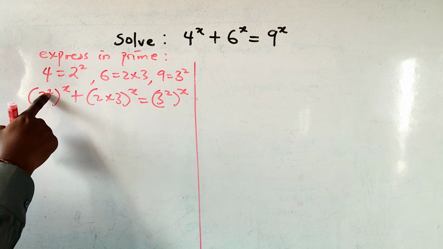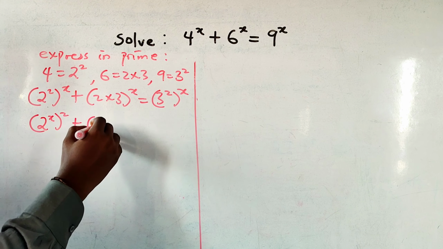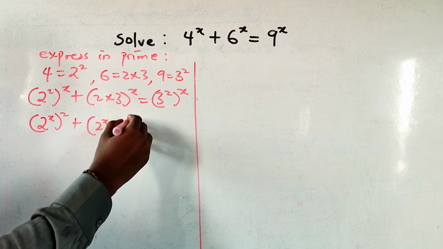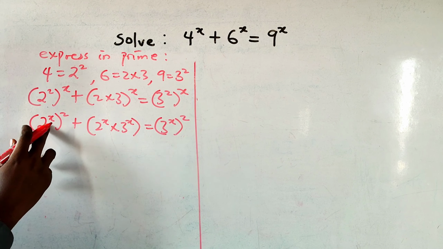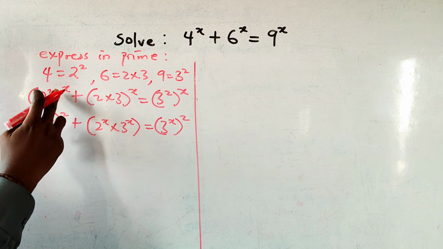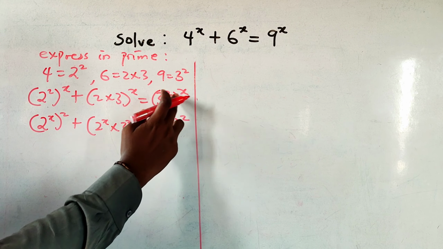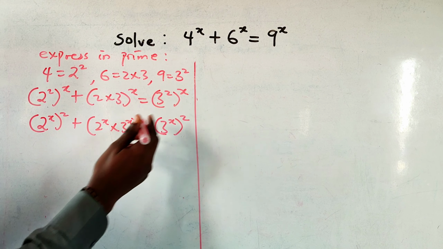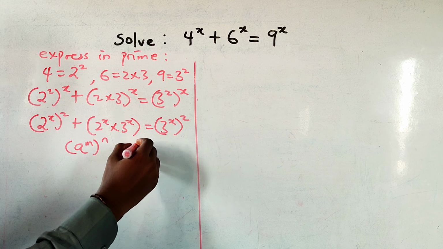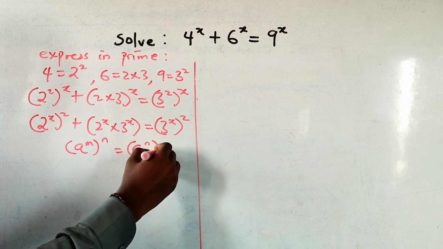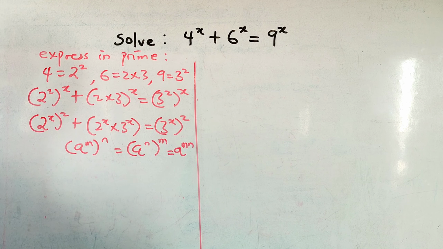I'm going to do something very nifty here. I'm going to go (2^x) squared plus 2^x times 3^x equals (3^x) squared. Now I can do this because it doesn't really matter. If I open this bracket, I'm still going to get the same thing. So I can switch this. There's no crime. It's from the indices rule. If I have a^m to the power of n, it's the same thing as a^n to the power of m, because both give you a to the power of mn.